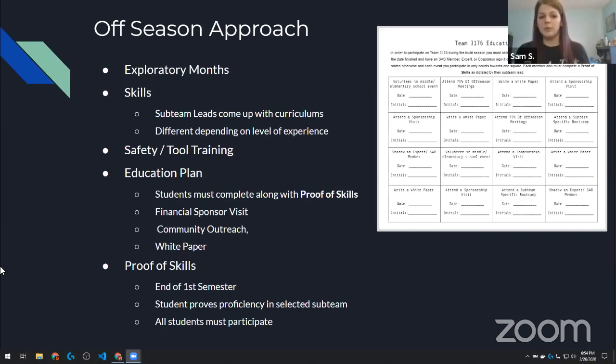And we use that to make sure that going into build season, we can be the most effective with what the students already know.